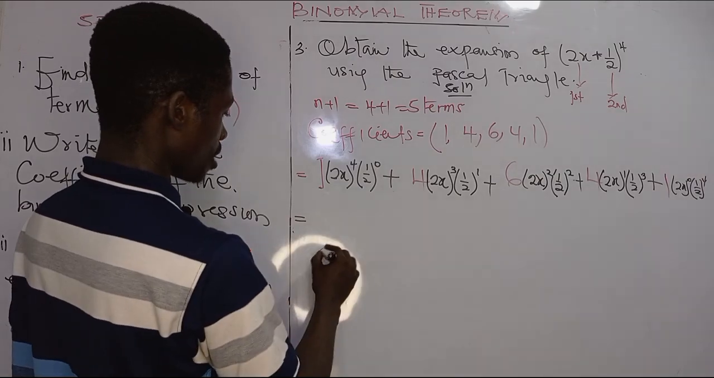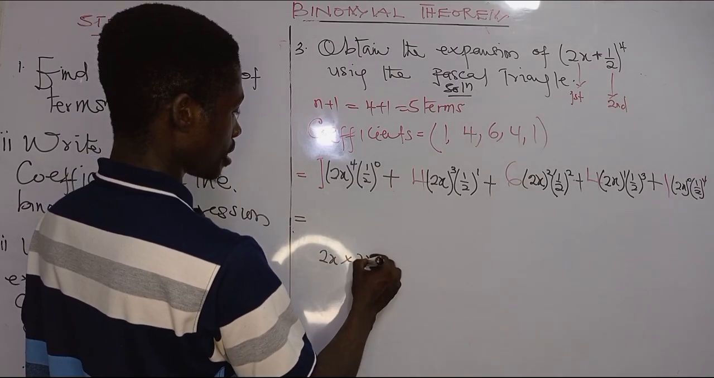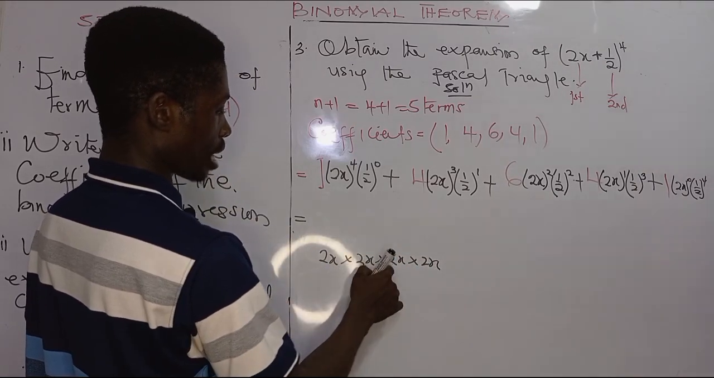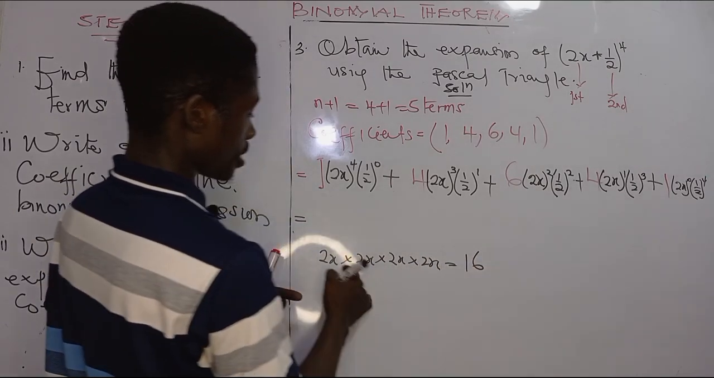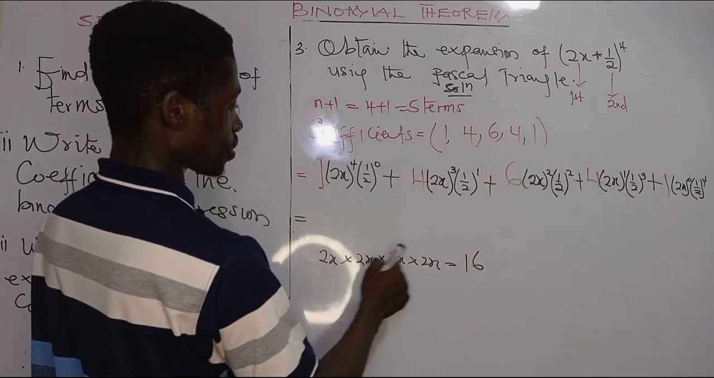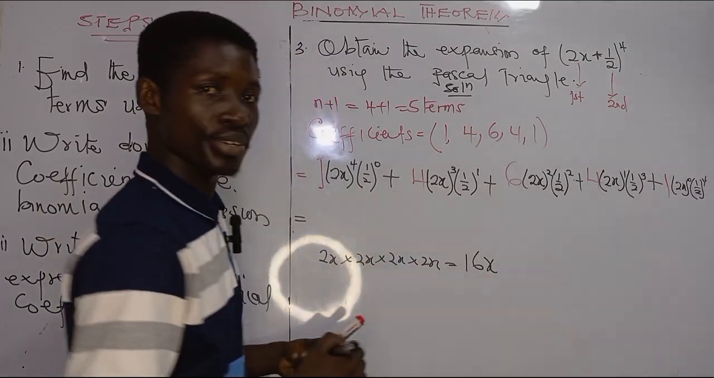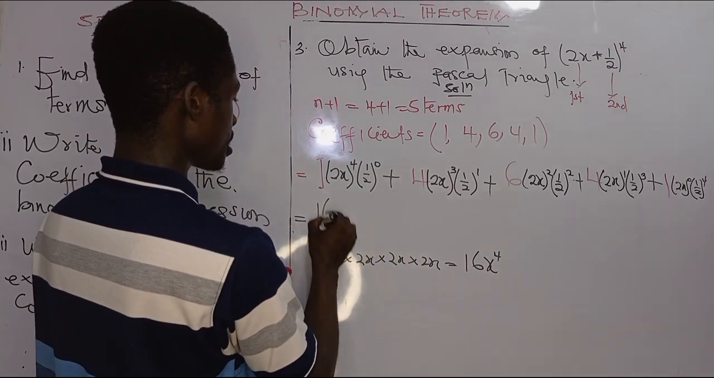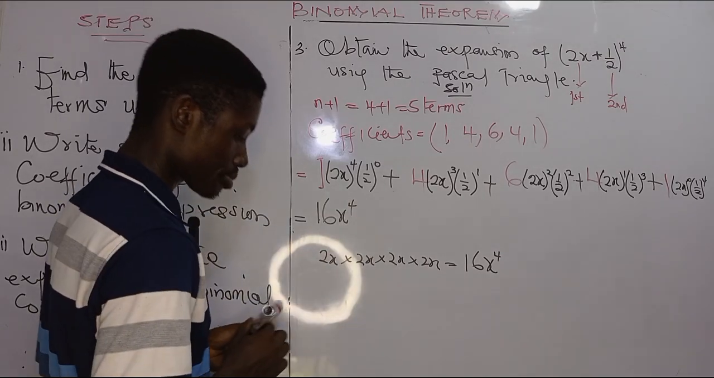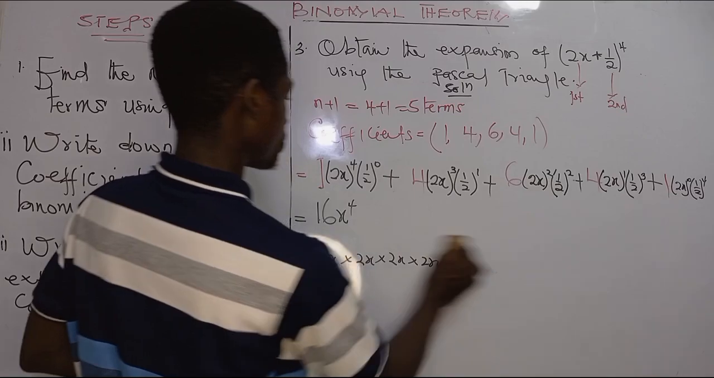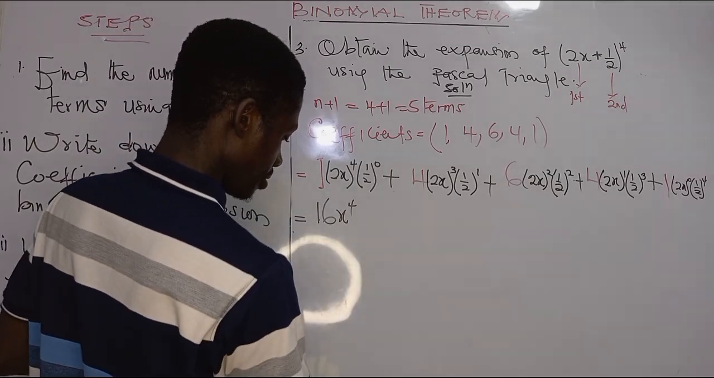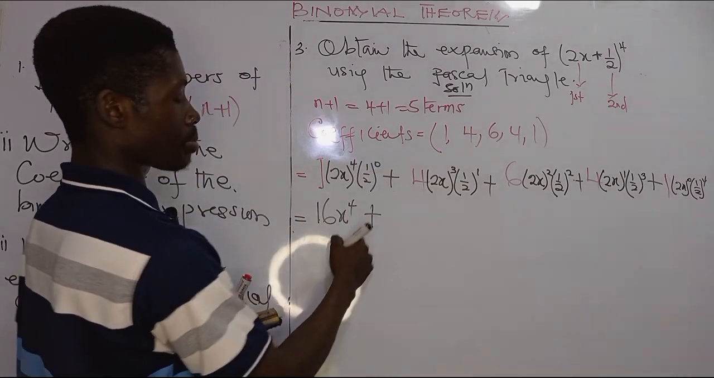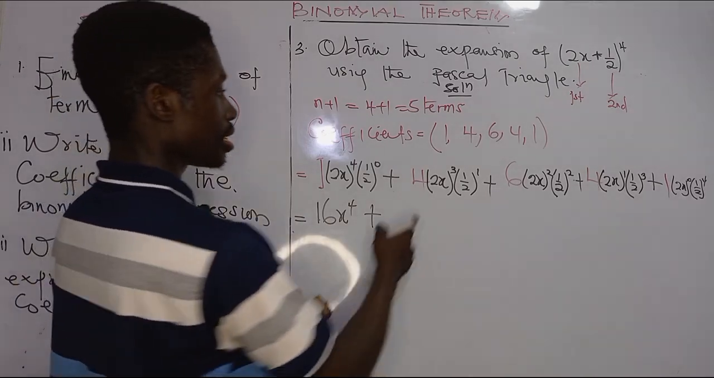2x power 4 is the same as 2x times 2x times 2x times 2x. 2 times 2, 4. 4 times 2, 8. 8 times 2, 16. Now we have x, x, x, x. Indices, when the bases are the same, we pick one of the base, we add their exponents. So we are going to have 16x power 4. Then we bring our addition sign. We know that any number raised to the power 0 is 1. 1 times it is still that. Then move on to this part.